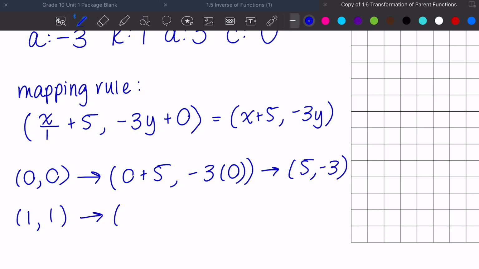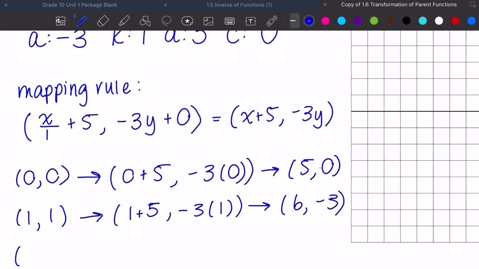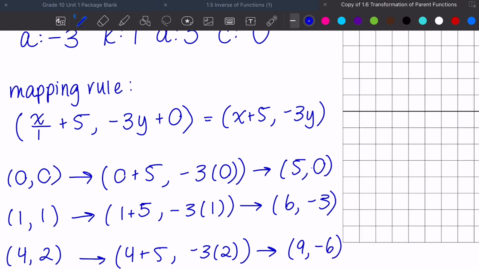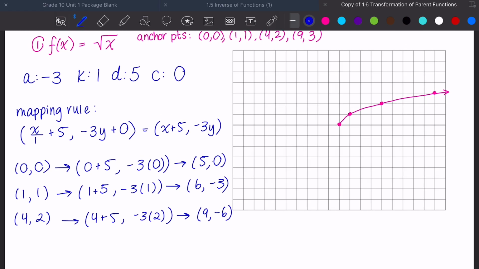(1, 1) through the mapping rule. It's like a race against the clock for lunch. That gives (6, -3). The previous one is 0, I just noticed that now when I did that one. And then we said (4, 2), so (9, -6). So when you go to plot this, friends, 1, 2, 3, 4, 5, 6, -3, and then (9, -6), 1, 2, 3, 4, 5.